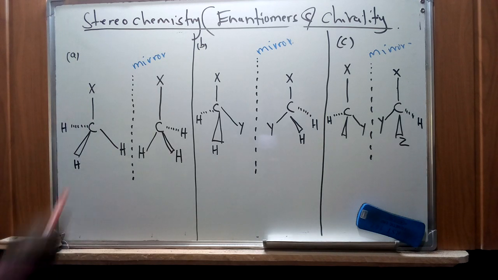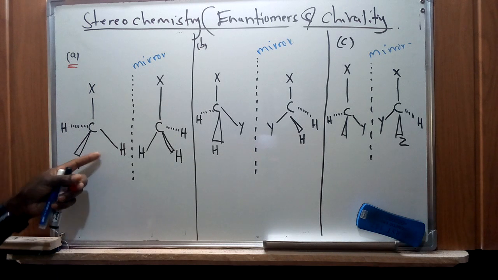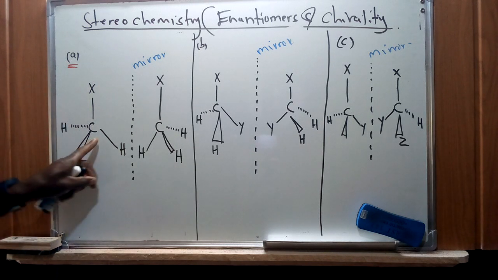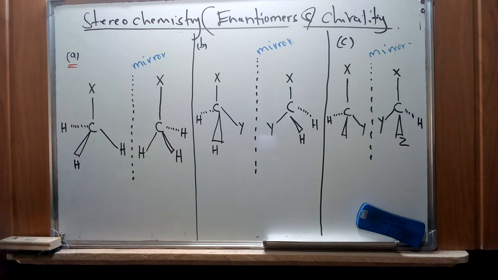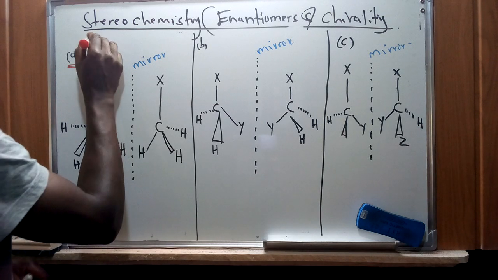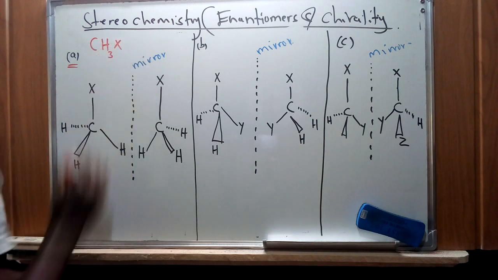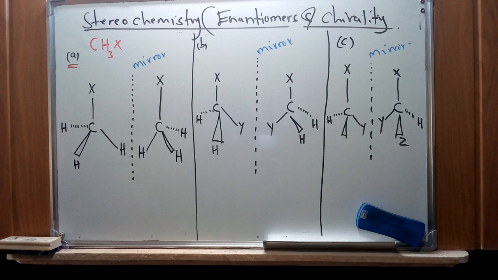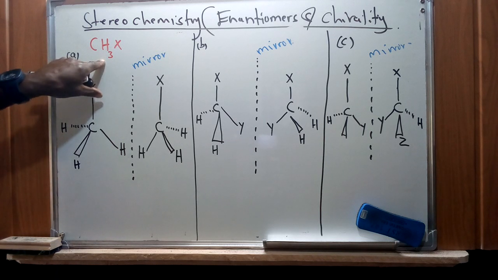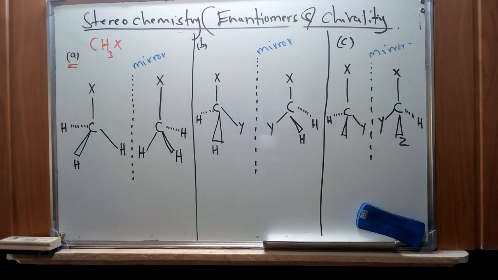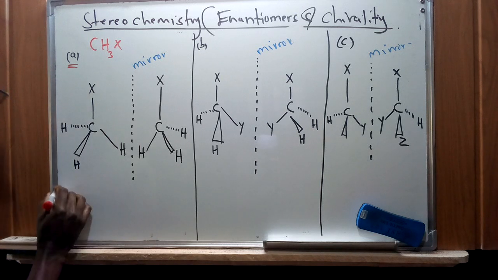Let's start with the first one, case number A. Suppose I have a molecule with a spatial arrangement of this kind, where this is the carbon and these are the hydrogen atoms attached. At one point there's a substitution of an atom, which is X. So we can give a general representation of this molecule as CH3X. This is the formula for this specific molecule. If you do a spatial arrangement for this, basically it will be a tetrahedral molecule in shape.